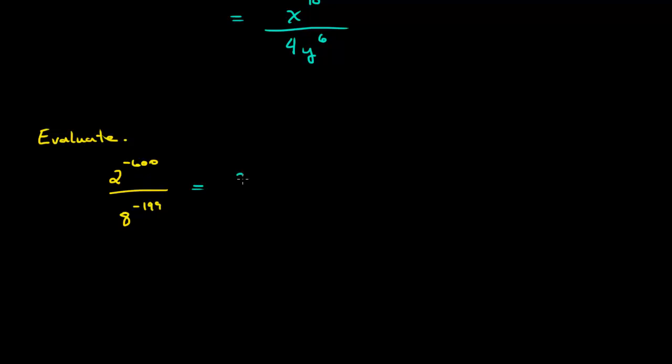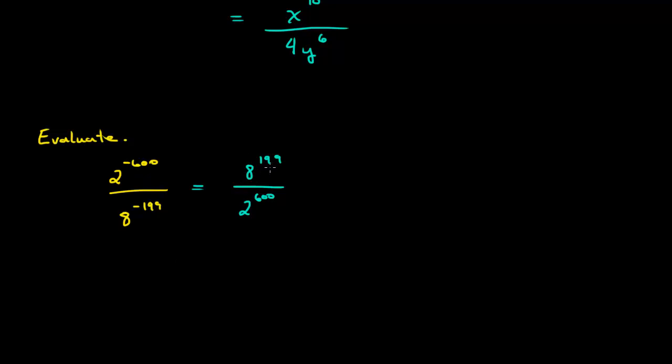So here I've got 2 to the power of negative 600. I can take the reciprocal of 2 to the power of negative 600 and rewrite this as a fraction over 2 to the power of 600. I can take the reciprocal of 8 to the power of negative 199, which is just 8 to the power of 199.